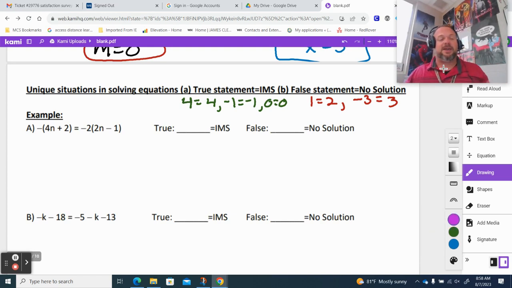So let's look at number A right here. This has a negative sign. This does a couple of things. This is understood to be -1.